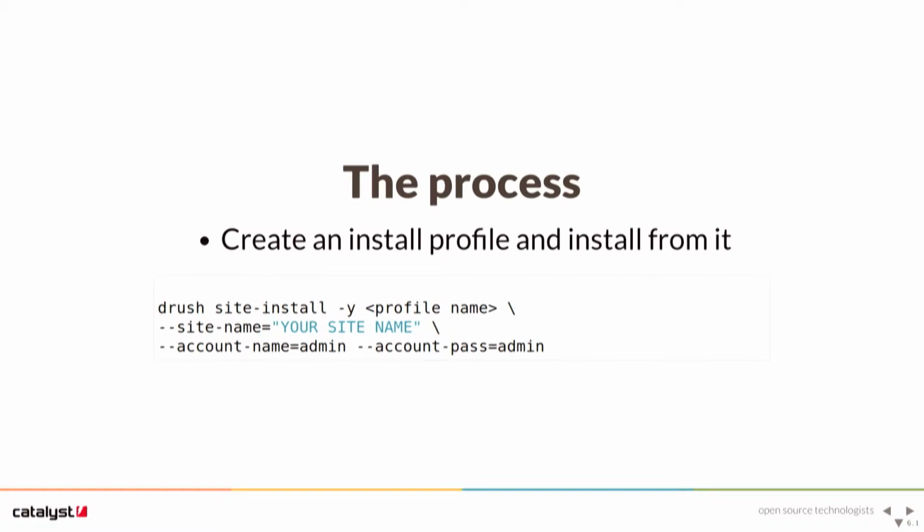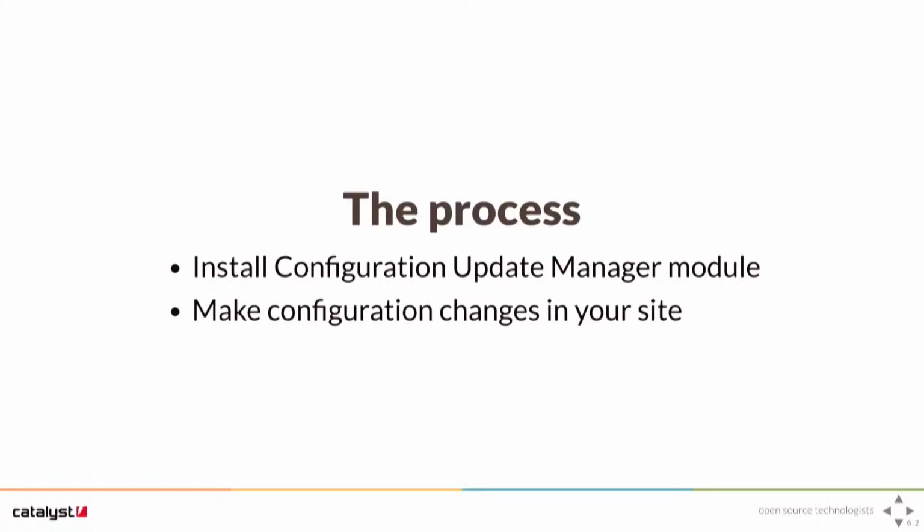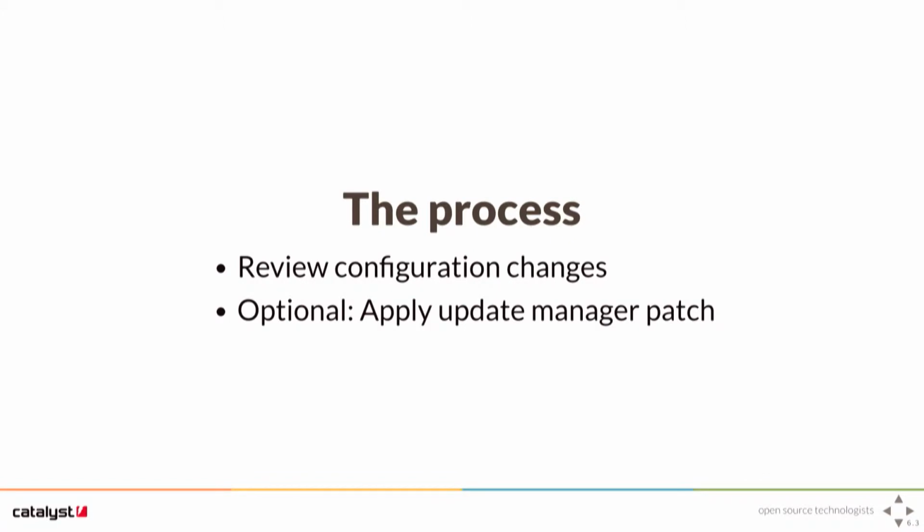So our process of managing the install profile. Basically, I'm not going to go into how to create an install profile in this session. It's just basically you create one, run it with Drush site install, and it sets up a site for you. Once you've done that, you can install the configuration update manager, which I do as a separate step, so that's not in config itself because you don't want that on production necessarily. And then you make some changes to your site, change some of the config. Then you can go to the configuration update manager page. I'll show you a picture of that in a minute.